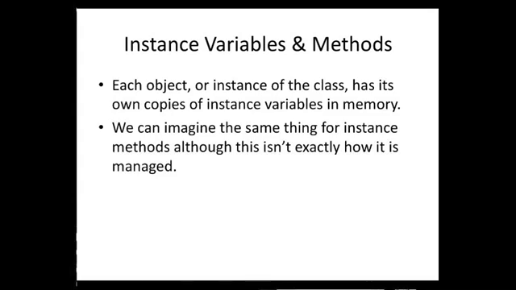One of the things I'm going to point out in this lecture is that I'm going to keep saying that objects have their own copies of variables and methods, but when it comes to methods, that's not exactly true. There's some memory management that happens in the Java virtual machine, and so we can imagine that every concrete object, every instance of a class has its own copies of methods, but it's actually managed in memory a little differently. So just pretend with me for this lecture.